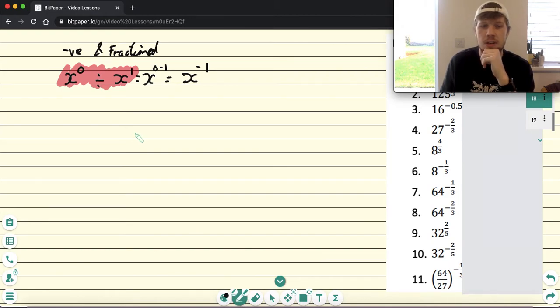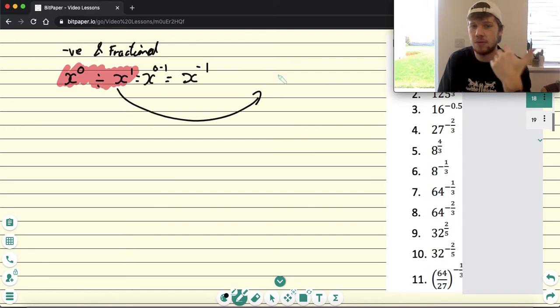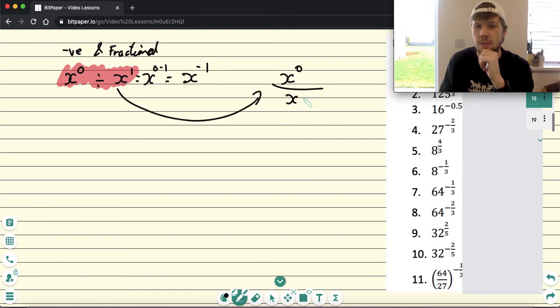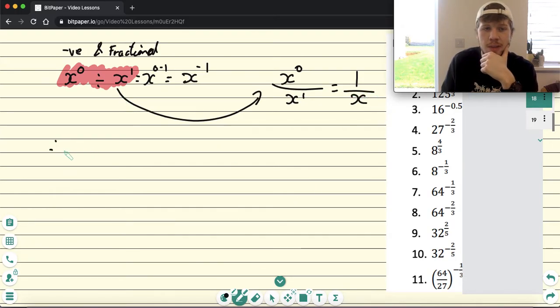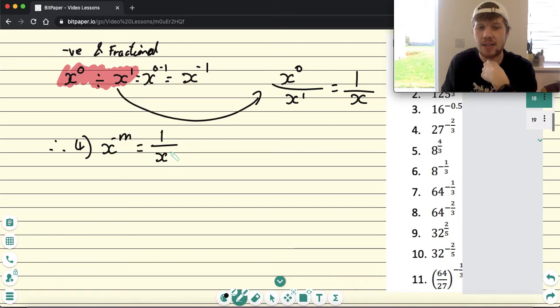So what I'm going to do is again, think about how I could rewrite this. Well, if I was writing it out longhand, x to the power of 0 over x to the power of 1, I would write it as a fraction. And anything to the power of 0 is equal to 1. So therefore, x to the 0 over x to the 1 is 1 over x. So therefore, what I've managed to get is a fourth law for negative indices. So x to the power of negative n equals 1 over x to the n.